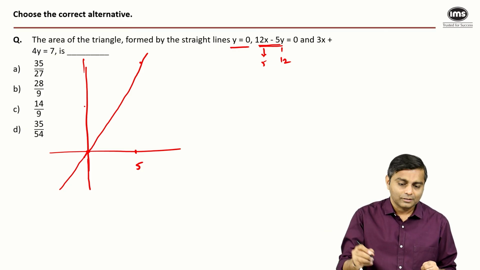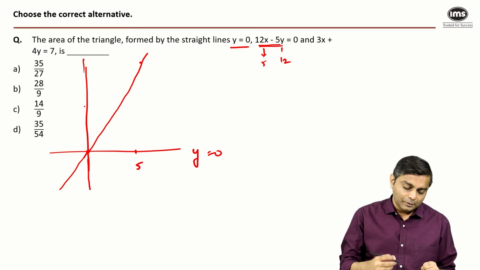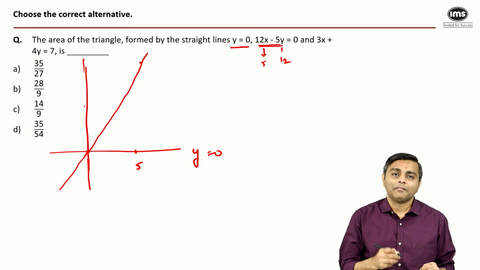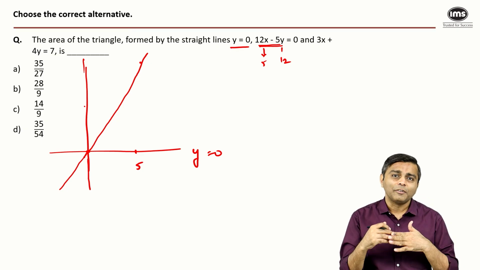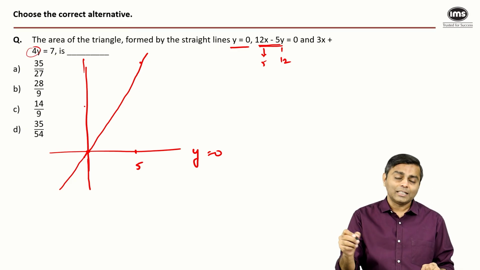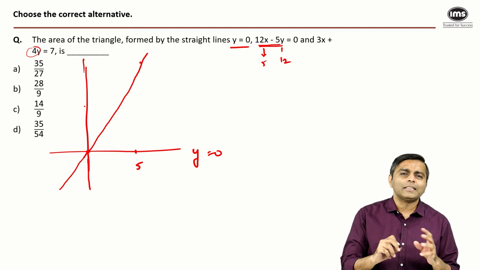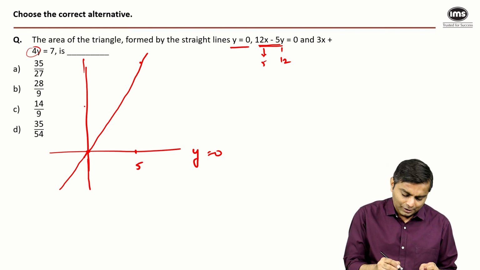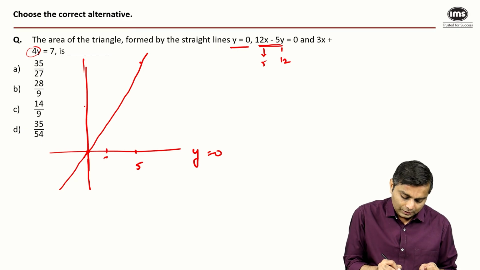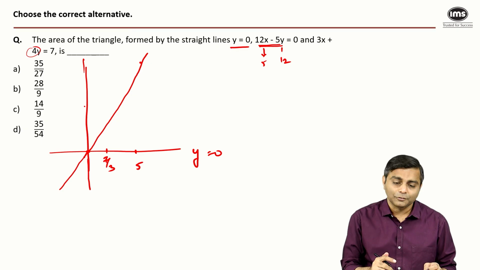We know the other line is the x-axis, y is equal to 0. Let's go on to the third line. 3x plus 4y is equal to 7. Let's see where it is intersecting the x-axis. So, we are going to put y is equal to 0. If you put y is 0, you get 3x is equal to 7, x is 7 by 3, so 2.33 something. So, maybe somewhere here, this is my point 7 by 3. So basically this line is going to pass from here.